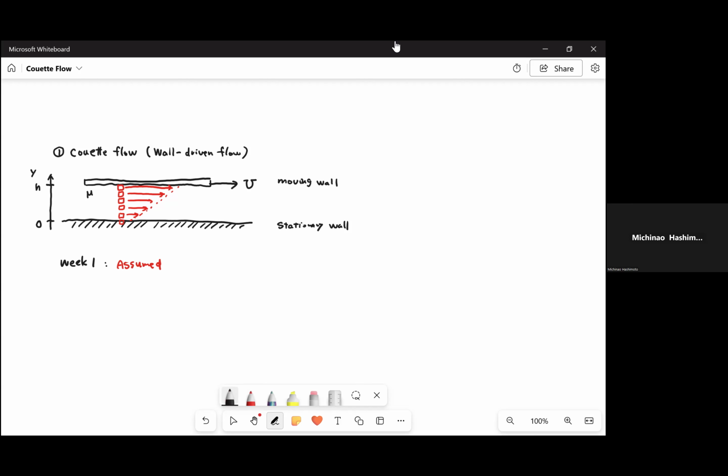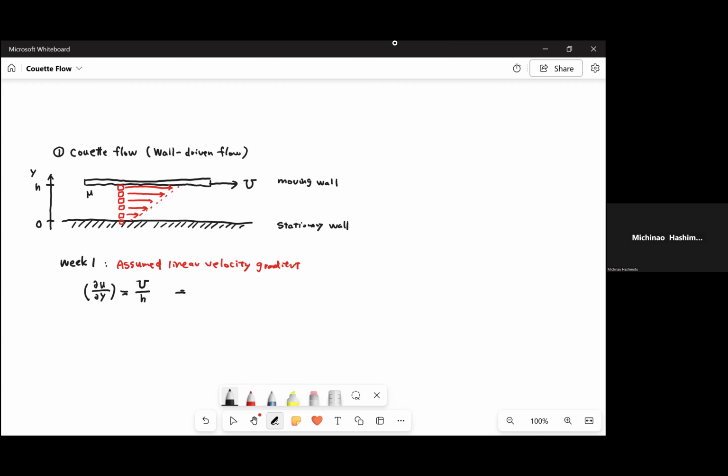Just recall that in week one, we assumed a linear velocity gradient. What that means is that du/dy, how u varies with respect to y, the vertical distance between the walls, is nothing but capital U, the speed of the moving wall, divided by h. This was really the assumption here.